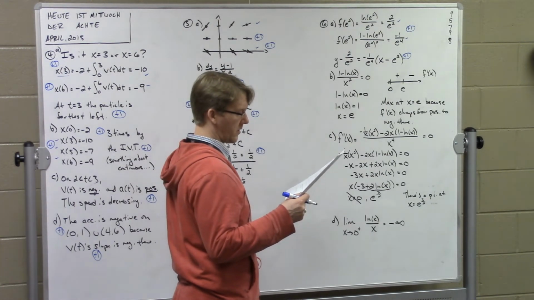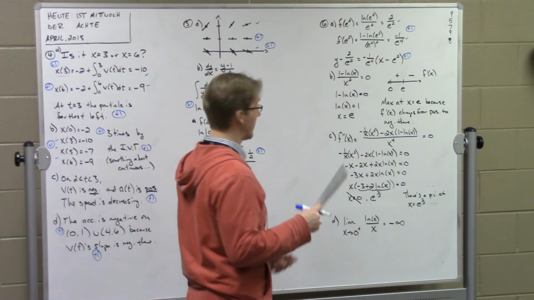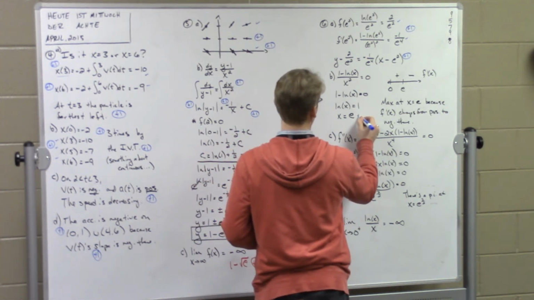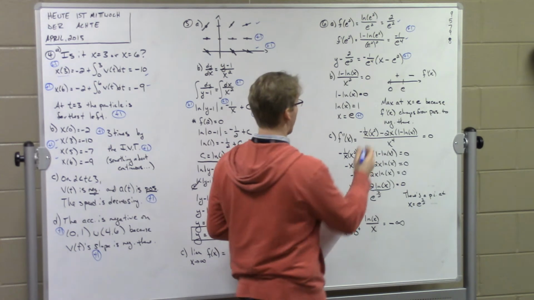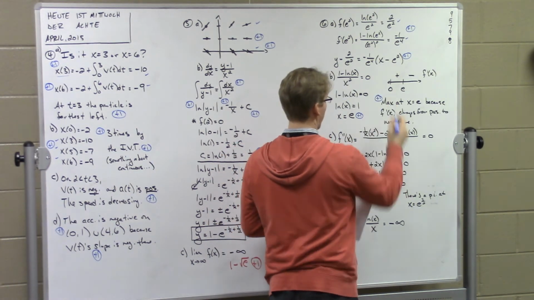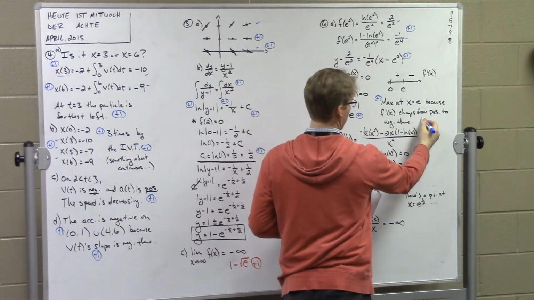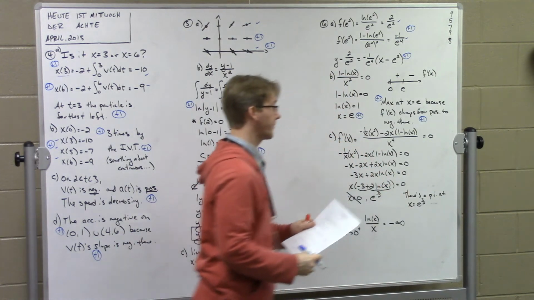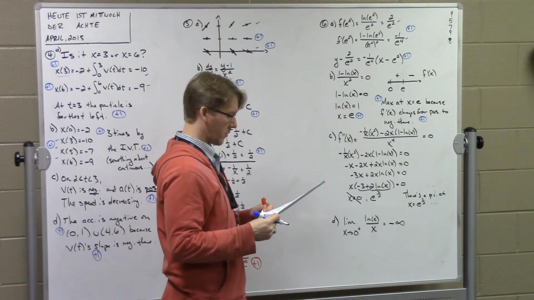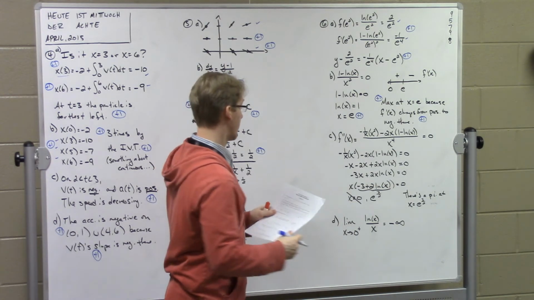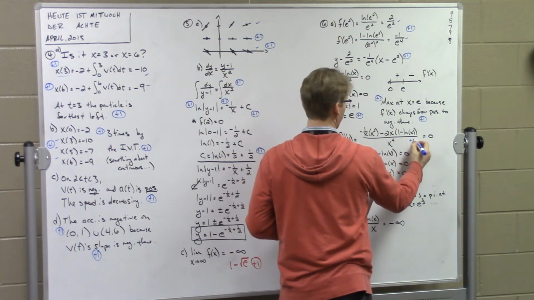Part B, you had to identify x equals e. You had to say that it was a max, and you had to justify. Part C, f double prime is worth 2 points, and you are absolutely correct, this is worth 2.